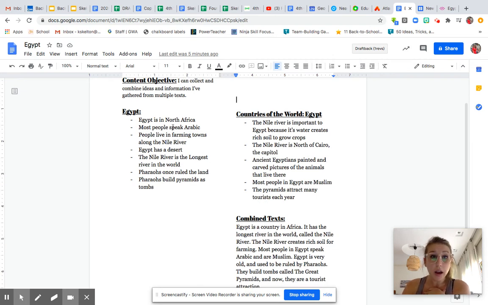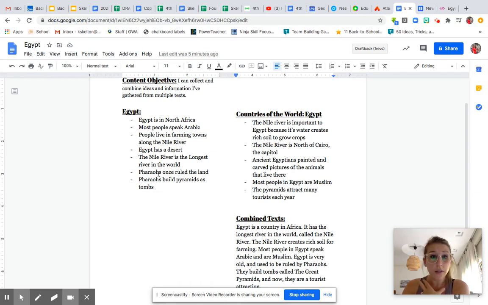So if we're looking at our notes, I have Egypt is in North Africa, and here I have the Nile River is north of Cairo, the capital. So I like combining information that's similar. These pieces of information both deal with location. And then I can combine other things that are similar.